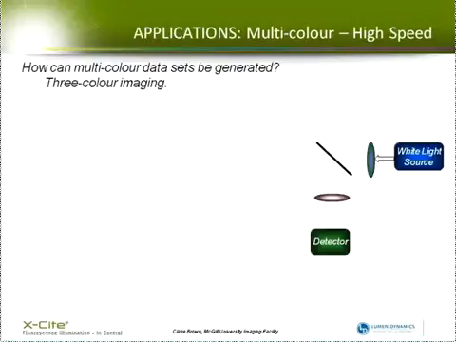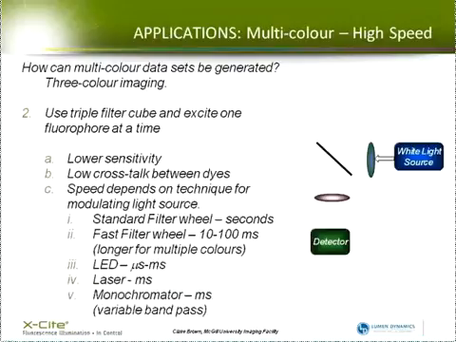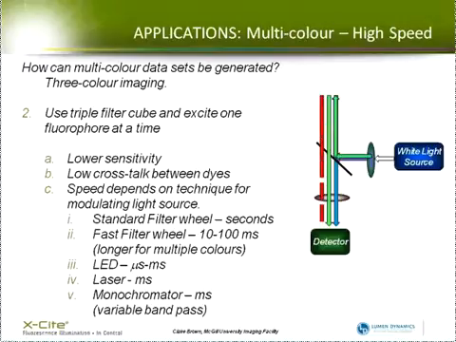If you want to do multicolor imaging and you want to go fast, then there's 2 ways you can do this. You can use a triple filter cube. So this is a cube that will have an excitation filter that will pass 3 different wavelengths, a dichroic mirror that will reflect 3 different wavelengths and pass 3 different wavelengths, and an emission filter that will pass 3 different wavelengths. These cubes are fairly standardly available, so you could have the blue, the green, and the red fluorescence.